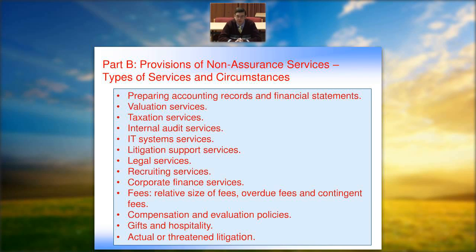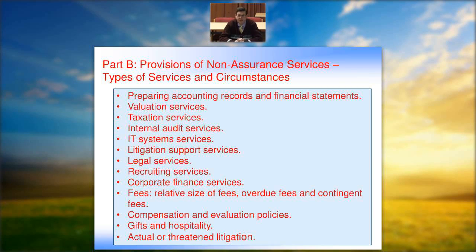Then there are valuation services. Certain tax services, generally non-routine ones or those involving an element of disputation or dispute, would be prohibited. Internal audit services are not generally prohibited, but they are prohibited in some regimes. For American companies to which the Sarbanes-Oxley Act applies, for example, they're prohibited.